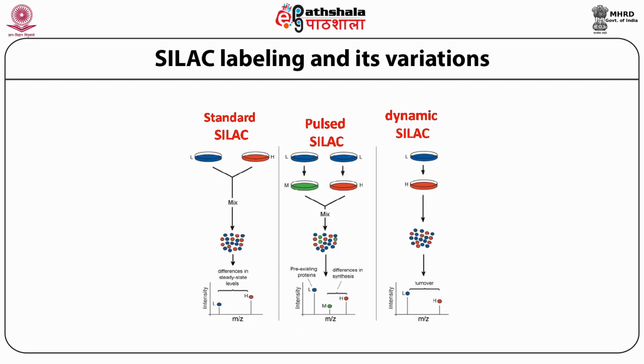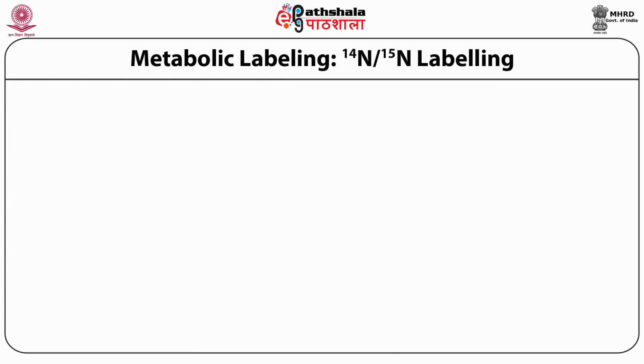As we all know, the proteome of a system is very dynamic, with continuous protein synthesis and degradation. Here, labeling and monitoring of the dynamically changing proteome is observed in cellular organelles which are involved in cell growth and differentiation. Metabolic labeling using nitrogen 14 and 15 labeling.